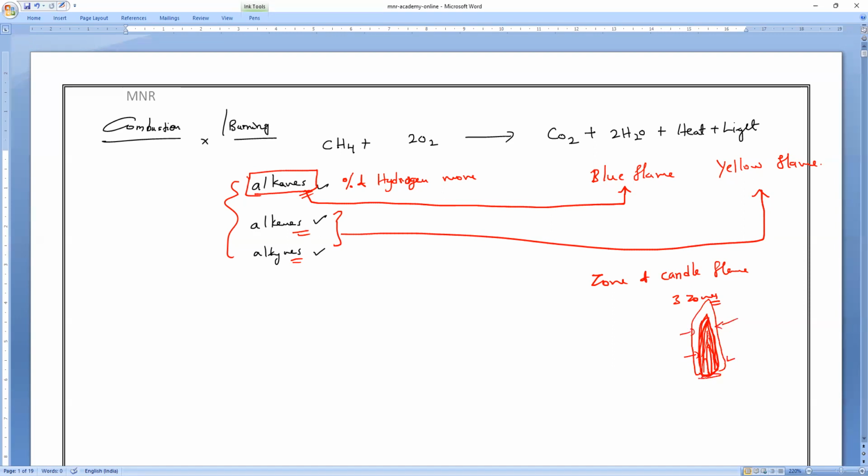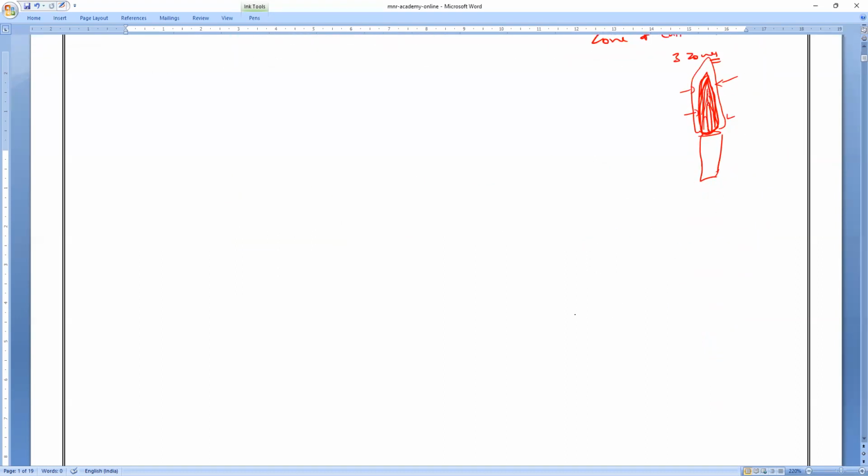Like that, the three zones of a candle flame you might have studied in 8th class. So you can remember that, try to keep it, that's all. So candle flame and all, let it be, it's not required. Now we are directly coming to today's class. Today's class is going to be an extremely important one.